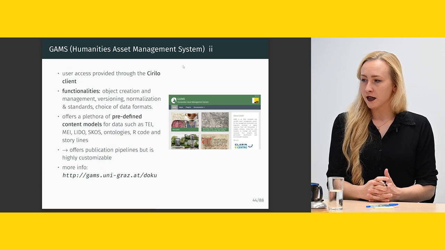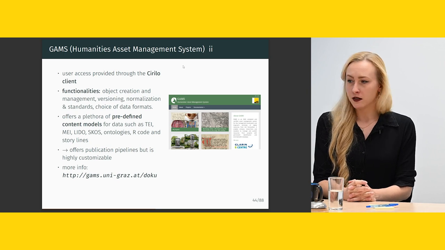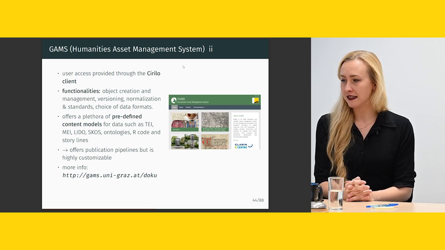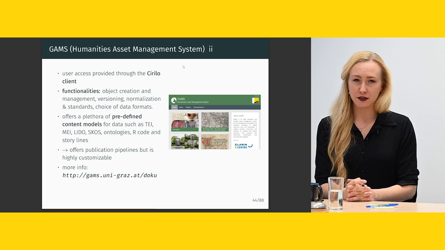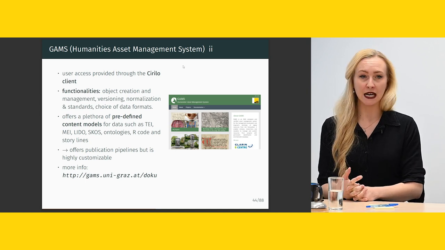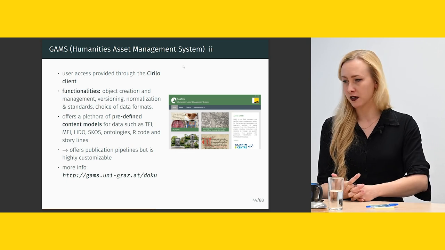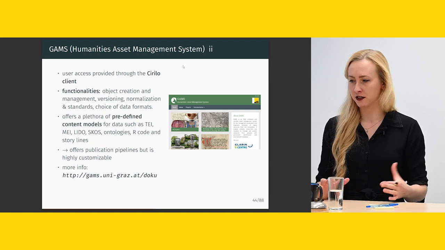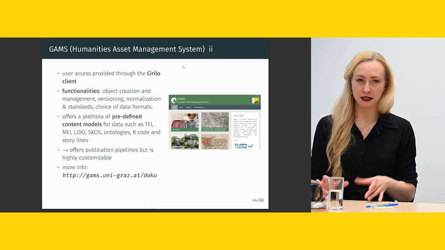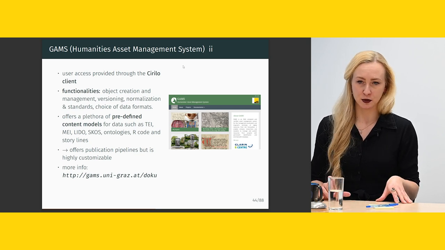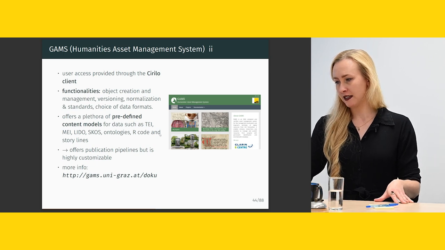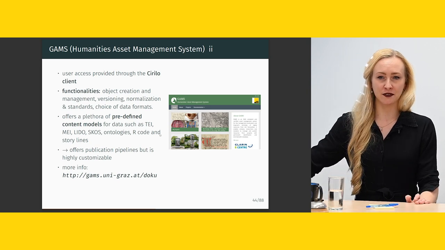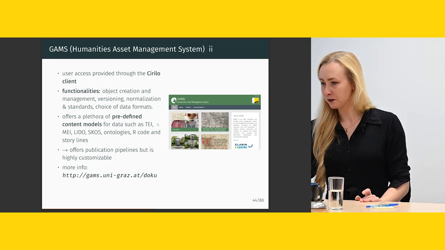So what does GAMS do? It provides user access through the so-called Cirilo client. And the functionalities are object creation and management, versioning, normalization, standards, choice of data formats. It offers a plethora of predefined content models for data such as TEI, MEI, LIDO, SKOS, ontologies, R-code, storylines, and so on. And we also have a set of basically pre-configured standard publication pipelines, but because it's all based on these style sheets, it's highly customizable. If you want more information, there is documentation on it, and I think we also have it in English, and it's been improved to be more readable. So if you're interested, highly recommended to check that out as well.